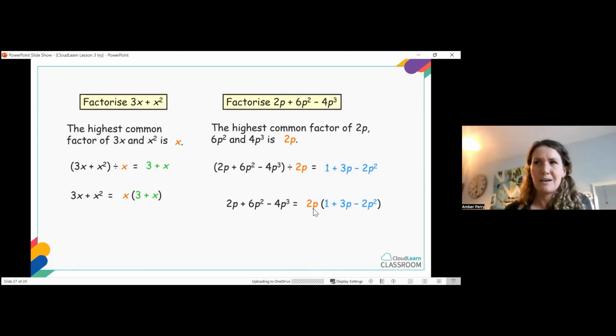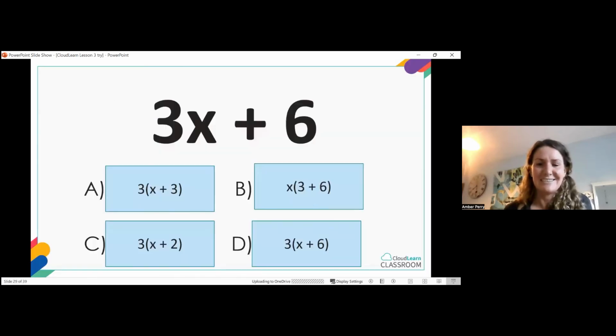Okay, any questions before we move on and have a go at doing these? Should we launch our poll again and do that? Multiple choice. So first thing I want you to do here is look for the common factor, take it outside the brackets, and then divide the two terms by your common factor to find what's left inside the brackets, if you want.